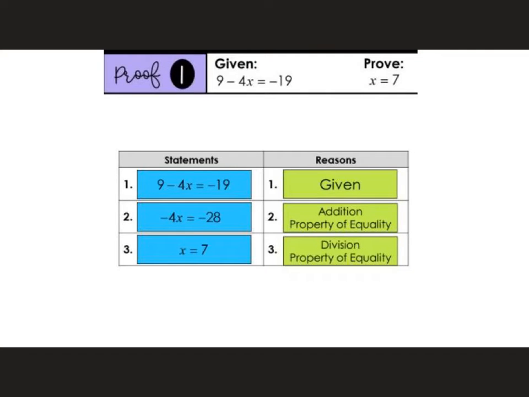All right, so we know that each first step is given. And given is what the equation is. So this was the equation. It was given to us, and we know what we're trying to prove. So that part I'm not worried about. I know that step one is given and that the statement goes right there. I know that we know how to solve equations. So the statements column I'm not worried about.